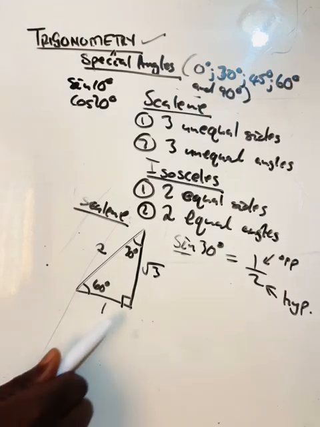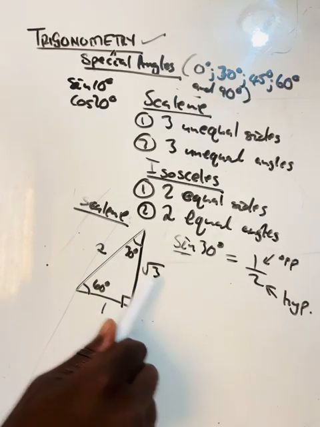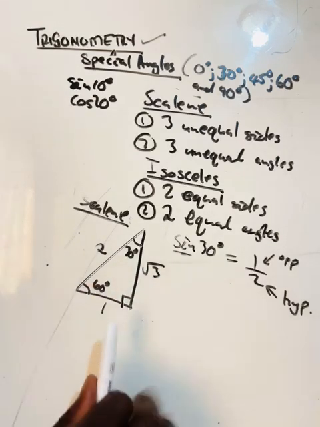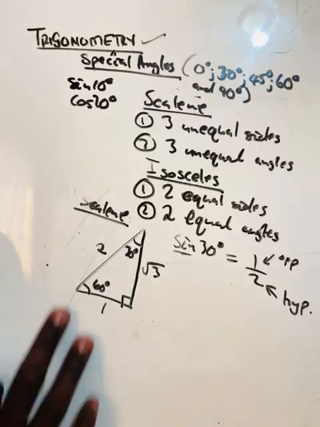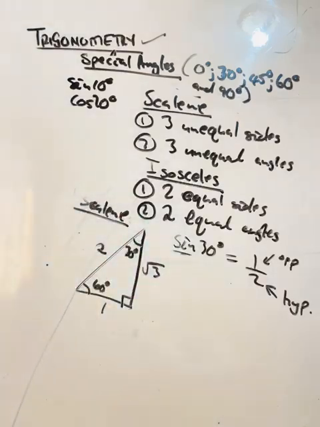Observe, 1, 2, and square root of 3. And these three sides are unequal. They are not equal at all. That's how we remember, right? Now, what are we going to do? We are now going to go for the isosceles triangle.